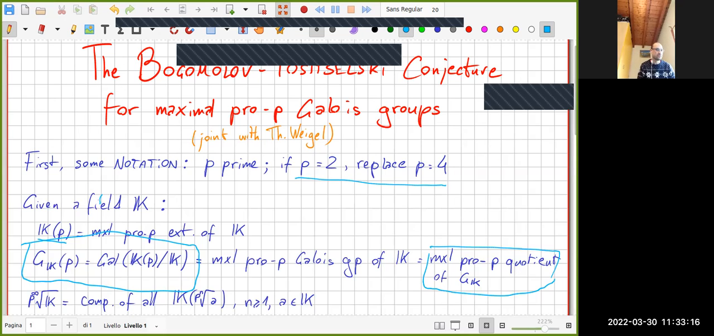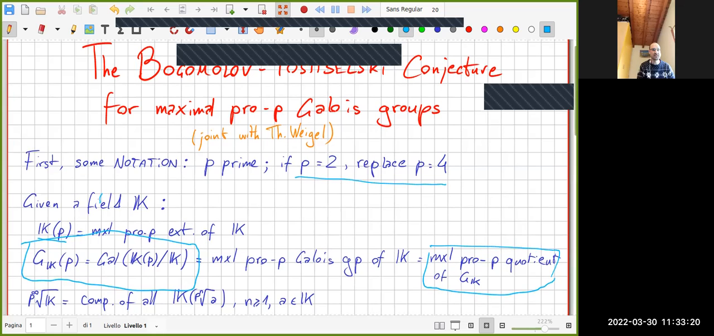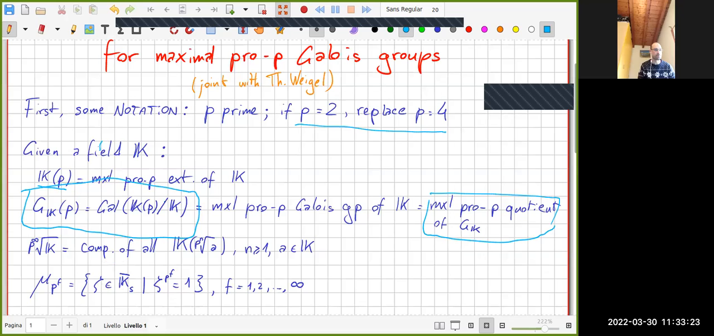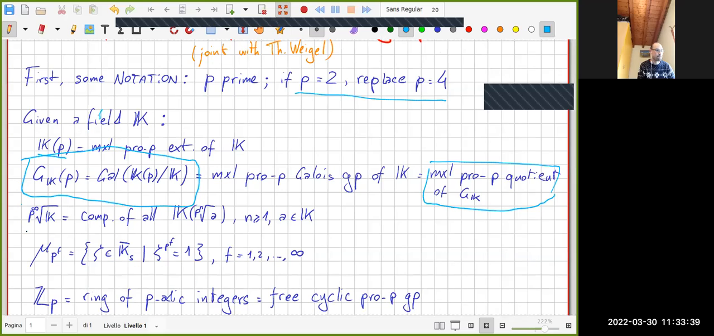One of the main challenges in Galois theory is to understand the structure of maximal pro-p Galois groups of fields, and also to try to characterize them among the family of all pro-p groups. Finally, K(p^∞ root) denotes the compositum of all extensions of K given by p^n-th roots of the elements of K. μ_{p^f} denotes the group of the roots of unity whose order divides p^f, and in case f is equal to infinity, it denotes all the roots of p-power order.